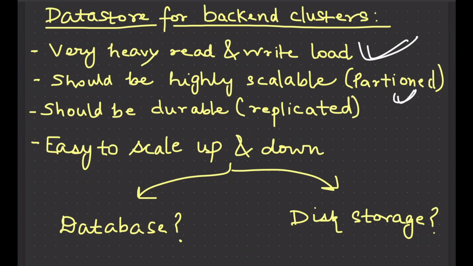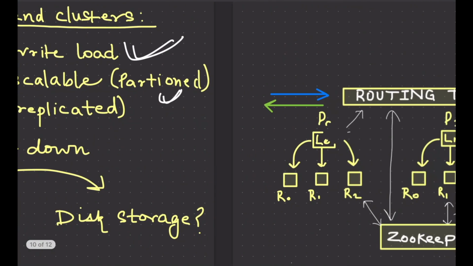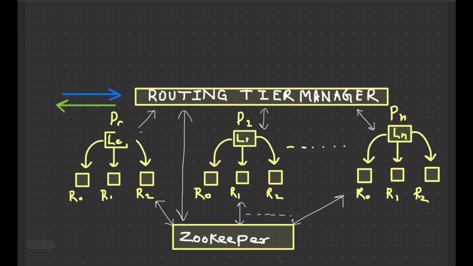So now the question comes, where should we put all this data? Should we go for a database like some non-relational or some relational data store, or rather should we go for some disk storage? So I would strongly recommend you to take a pause and think about what you think would be the better choice for our storage service. Okay, so let's go ahead and see why we should go for a disk storage, right?